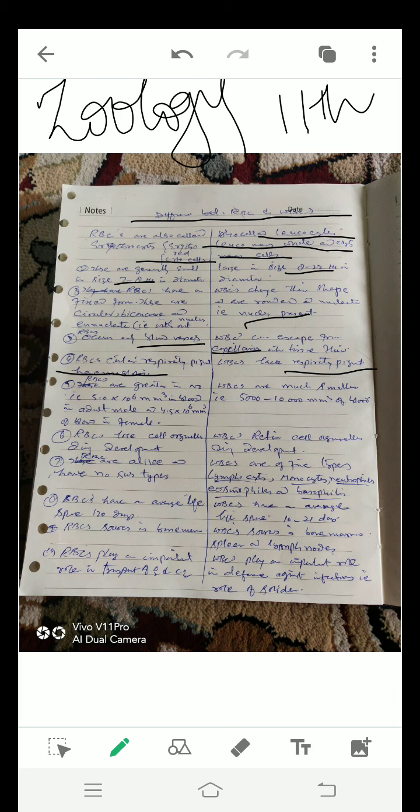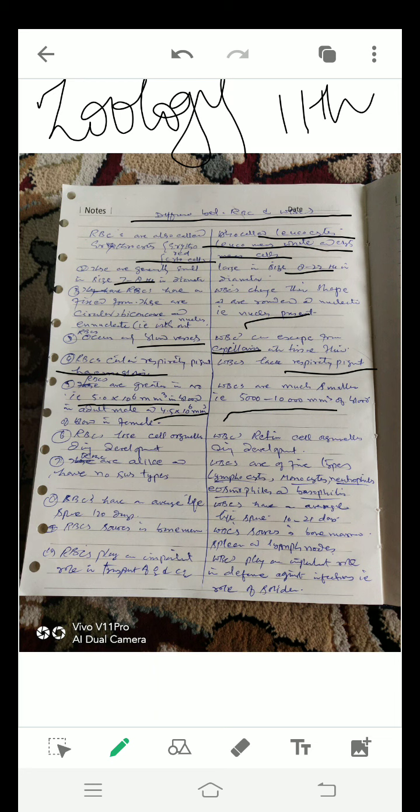Red blood cells are greater in number, that is 5 into 10 raised to power 6 per cubic millimeter of blood in adult male and 4.5 into 10 raised to power 6 per cubic millimeter of blood in female. White blood cells are much smaller in number, that is 5,000 to 10,000 per cubic millimeter of blood.